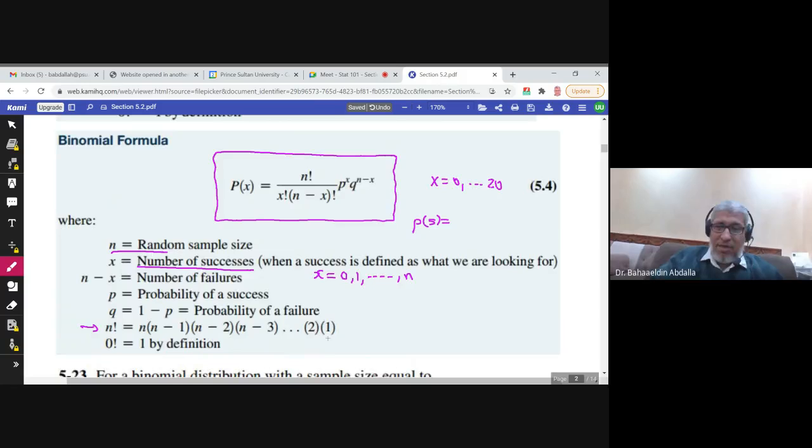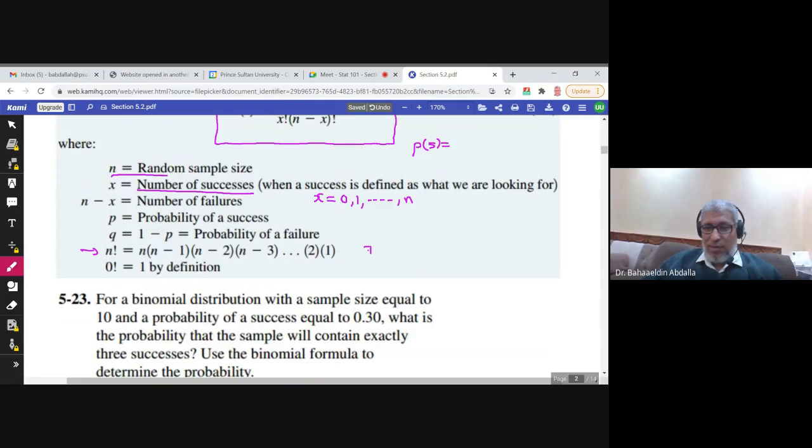So for example, how to find 7 factorial? 7 factorial will be 7 times 6 times 5 times 4 times 3 times 2 times 1. And you can evaluate this with the calculator. There is a button here. Above X inverse, you can enter 7, and then press Shift X inverse, and you get factorial. This 7 factorial is 5040. It will give you the answer immediately. So this is what we mean by factorial.